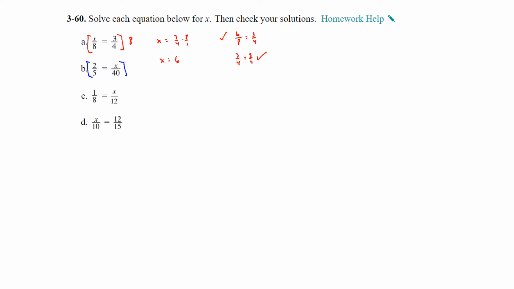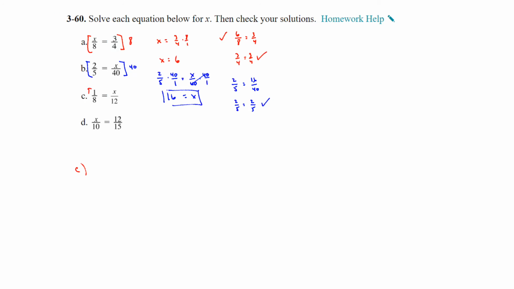On part B, I'm going to multiply both sides by 40. So that'll be 2 over 5 times 40 is equal to x over 40 times 40. Now on this side it just cancels, so it just gives you x. On this one you would get 80 divided by 5, and that is 16. So x is equal to 16. And once again, to check that, that's 2/5 is equal to 16 over 40. And if we reduce 16 over 40 by a factor of 8, that would be 2/5. So it does check again.